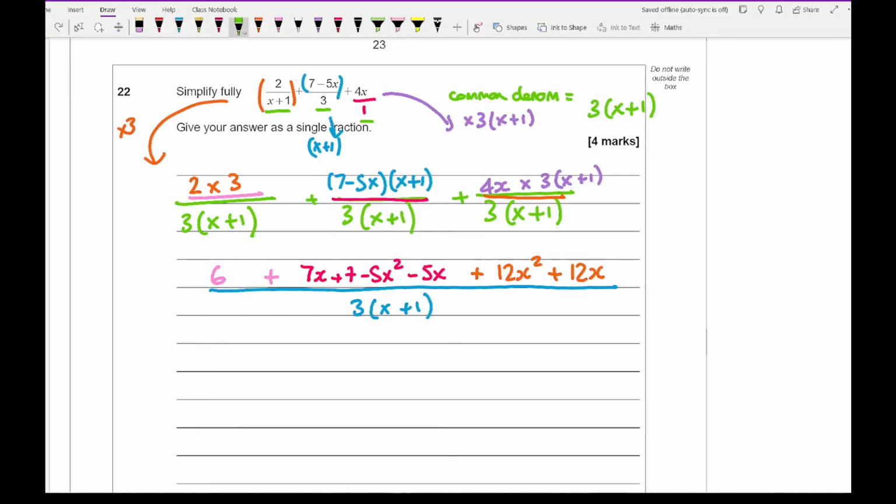If I neaten the numerator up by collecting all the like terms together, 12x squared minus 5x squared gives me 7x squared. Then looking at the x's, I've got 7x, take away 5x, plus 12x, which is 14x. Looking at the constants, I've got 6 plus 7, which is 13. And that's all over 3 lots of x plus 1. Now I just need to check if the top factorizes, which it doesn't. So my final answer, believe it or not, is going to be that.